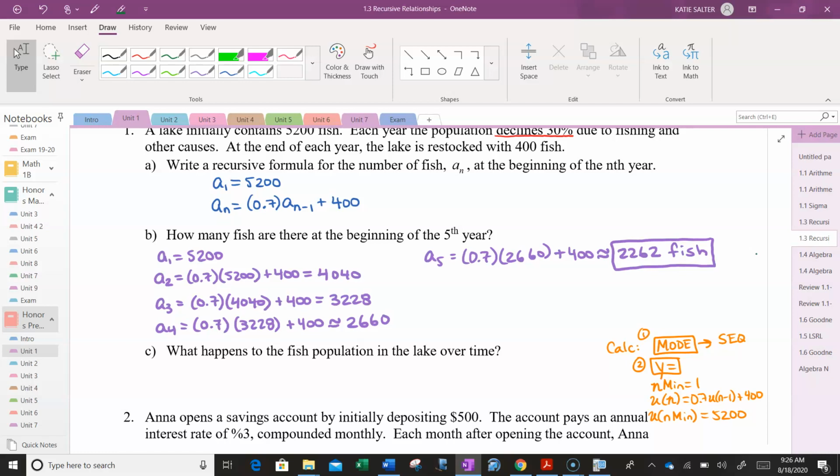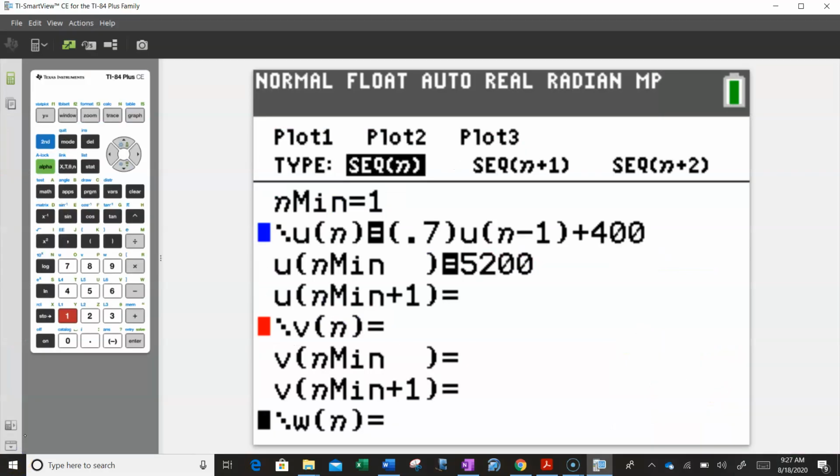We're going to click y equals, and this is what we're going to type in, because we have to change it from a sub n minus 1 to u of n minus 1. So you've got this right here. You can look at it, and I want you to try to go ahead and program this in your calculator. Pause the video and get it in your calculator. This is what it should look like once we've programmed this in our calculator.